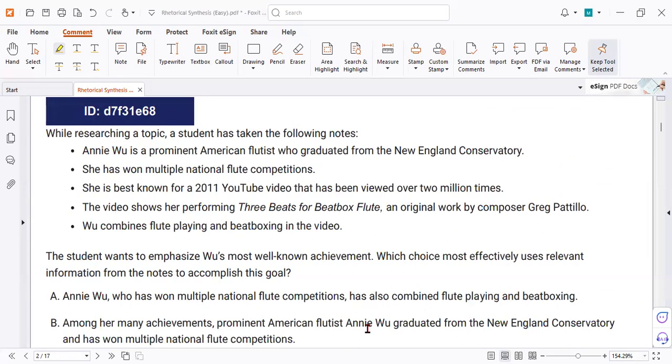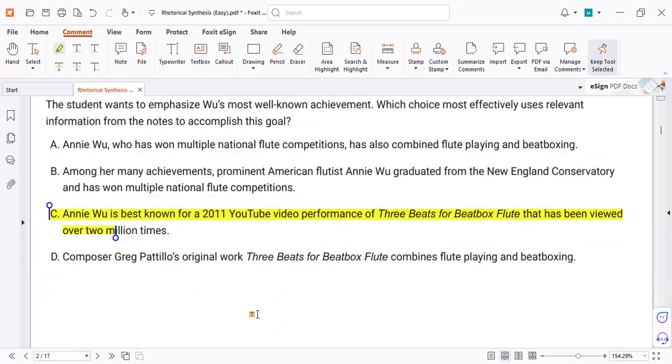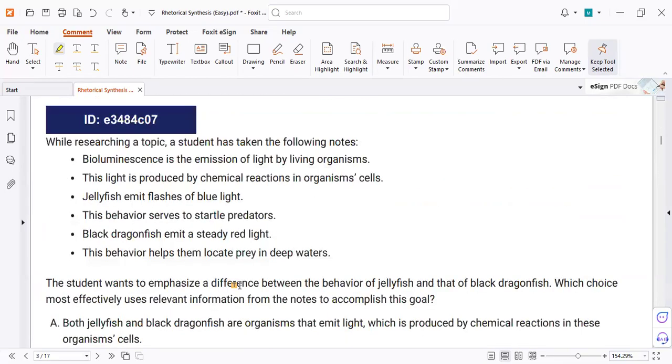Number two is B. Number two, it's a C again, correct. Yes. Number three.